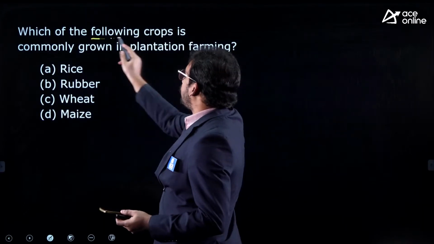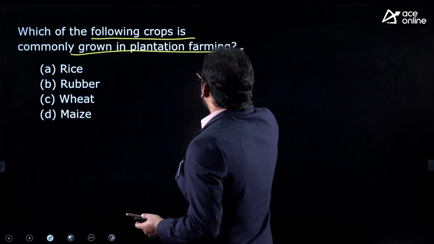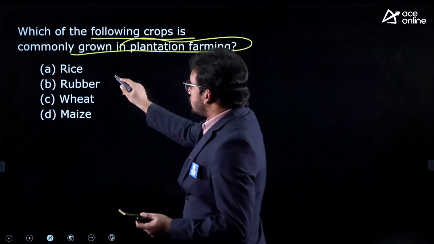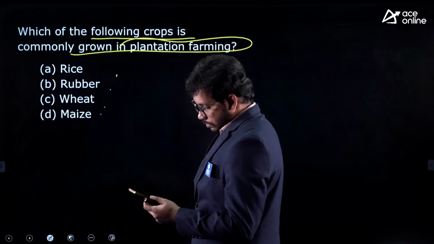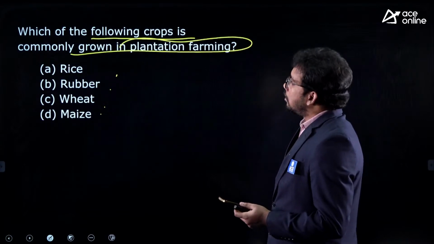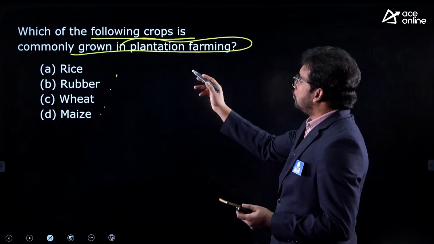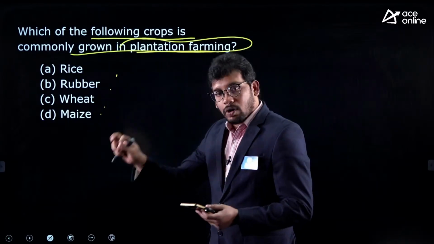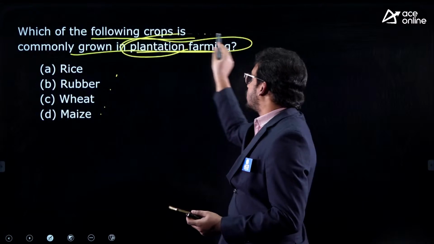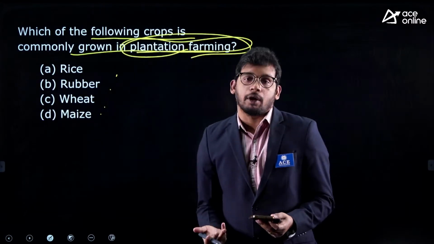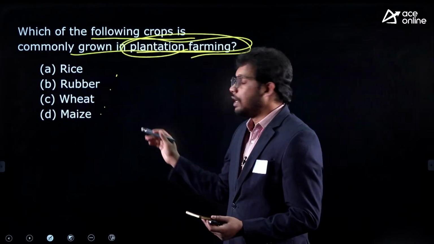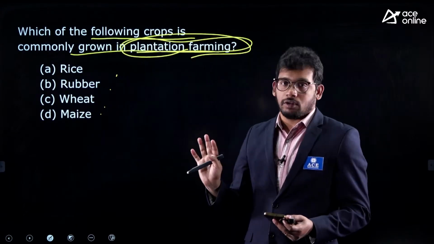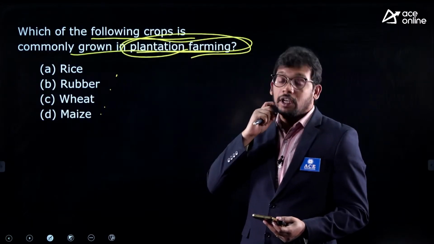Next, which of the following crops is commonly grown in plantation farming? Rice, rubber, wheat, maize, right? Whenever you want to answer this type of question, you have to think about what the concept actually is. What is plantation farming? You have to know that, then only you will be able to connect. If you think about the question in a factual manner, you will go with the wrong answers. You have to understand and link the concept.